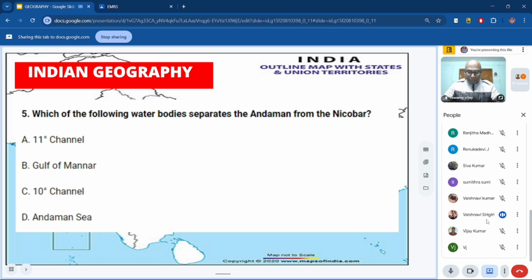Which of the following water bodies separate the Andaman from the Nicobar? Option A, 11 degrees channel. Option B, Gulf of Mannar. Option C, 10 degrees channel. And option D, Andaman Sea. Start answering. Option C, 10-degree channel. Okay, let us see others.